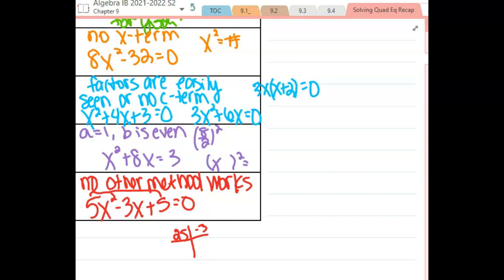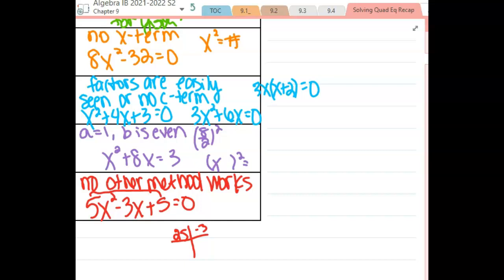Now remember with these ones, the reason why we want to factor that there's no C term, if it's just an x squared plus x, they at minimum have an x in common. So you can factor out the x. Okay, and that's what we did here. We got 3x times x plus 2.